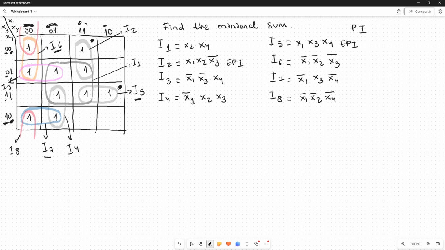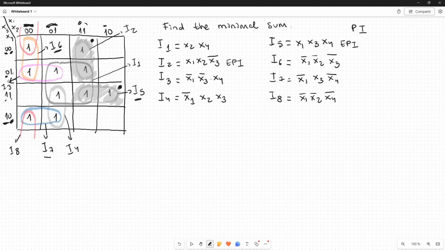Firstly, we are going to check how many ones we are covering with those essential prime implicants. We are covering these two ones with implicant 2 and these two ones with implicant 5. So we still have to cover the rest of the ones using the non-essential prime implicants. We are going to have a lot of combinations possible, a lot of bifurcations, so you have to be really tidy, really organized when doing an exercise like this.